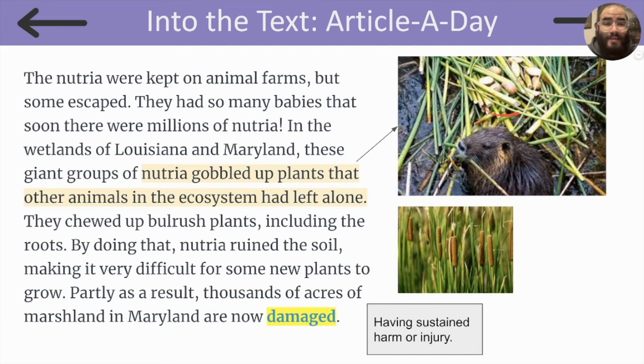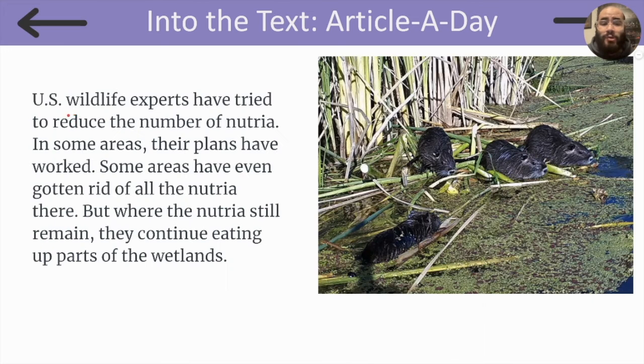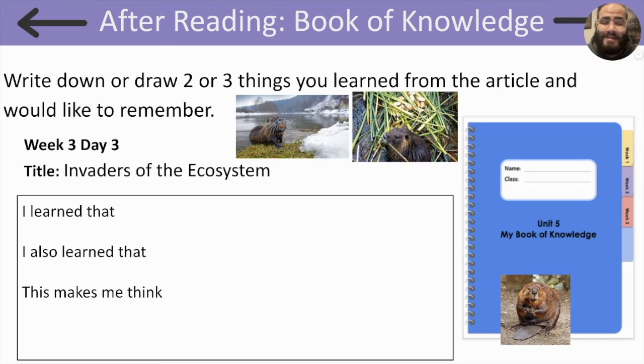Because the nutria ate the bulrush plants, it ruined the soil, and now other plants can't grow there. U.S. wildlife experts have tried to reduce the number of nutria. In some areas, their plans have worked. Some areas have even gotten rid of all the nutria there. But where the nutria still remain, they continue eating up parts of the wetlands. So the nutrias are not supposed to be eating the plants that they're eating. And because they eat those, it throws off the whole ecosystem because one small change can change everything in an ecosystem.